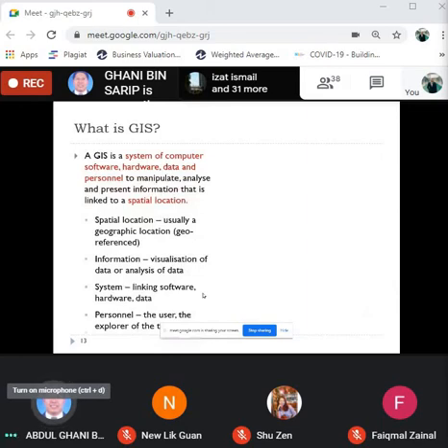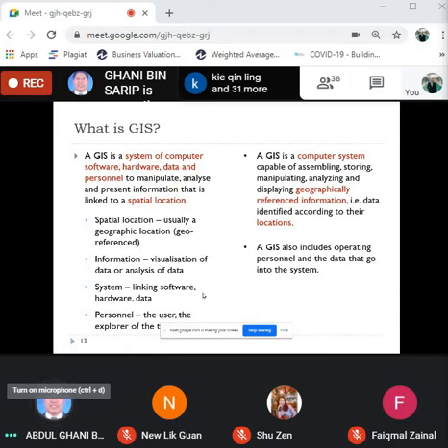And GIS goes a little bit further because GIS is usually associated with computers, right? Basically, it's a system of computer, software, hardware, data, and personnel to manipulate, analyze, and present or visualize information that is linked to spatial location. It is a computer system capable of assembling, storing, manipulating, and analyzing, what computers do best, and GIS can also do that.